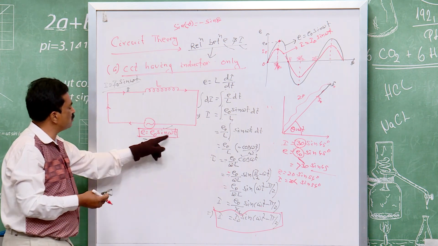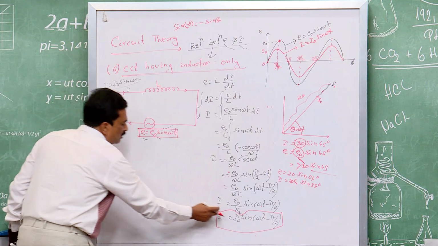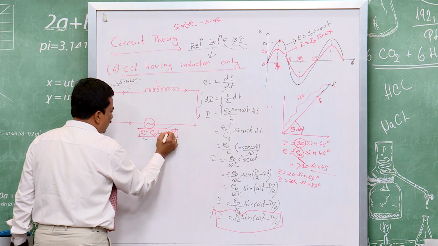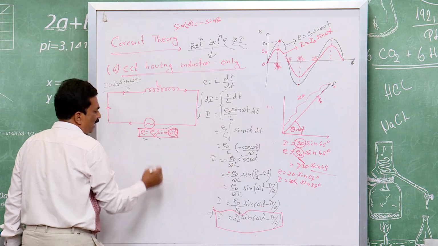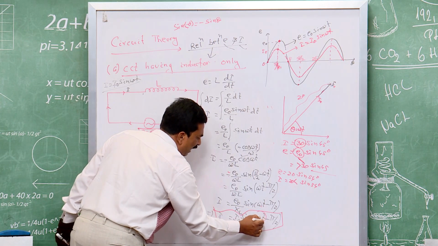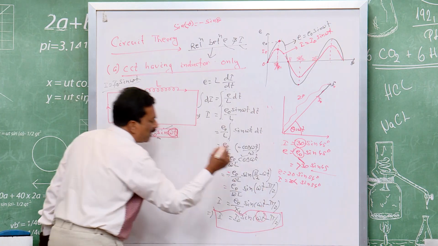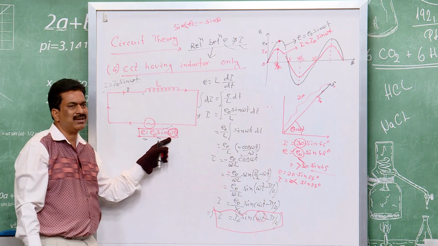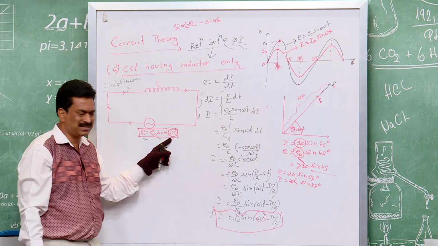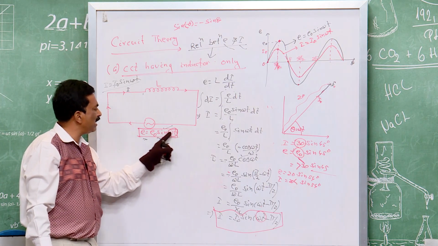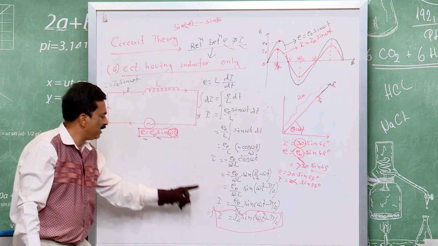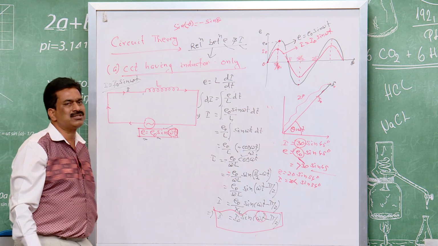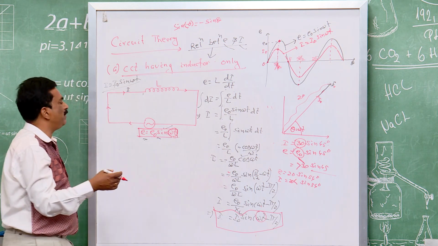E = E0 sin omega t, I = I0 sin(omega t - pi/2). Here the sine is of the angle omega t, and here the sine is of the angle omega t - pi/2. So what did I say about phase? Phase is the relation between their angles. Here the E angle is theta, and the I angle is theta - pi/2, which means it always lags behind.